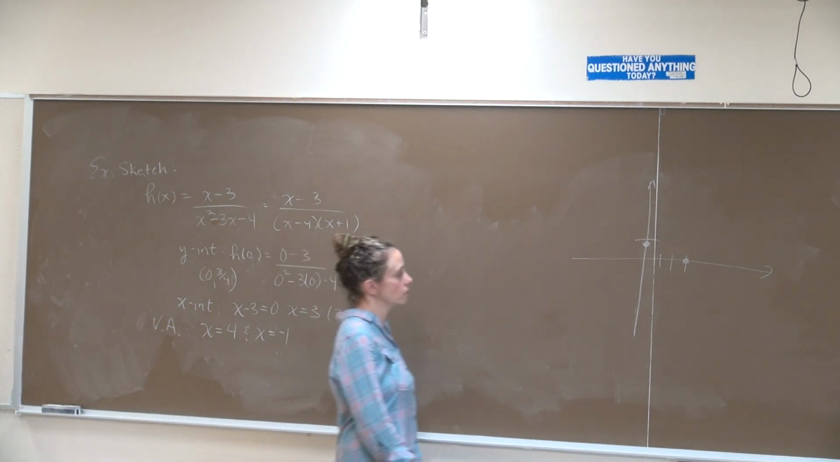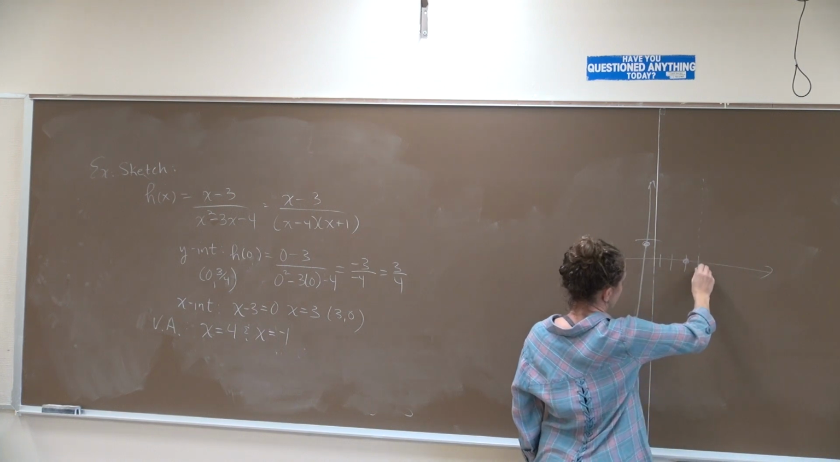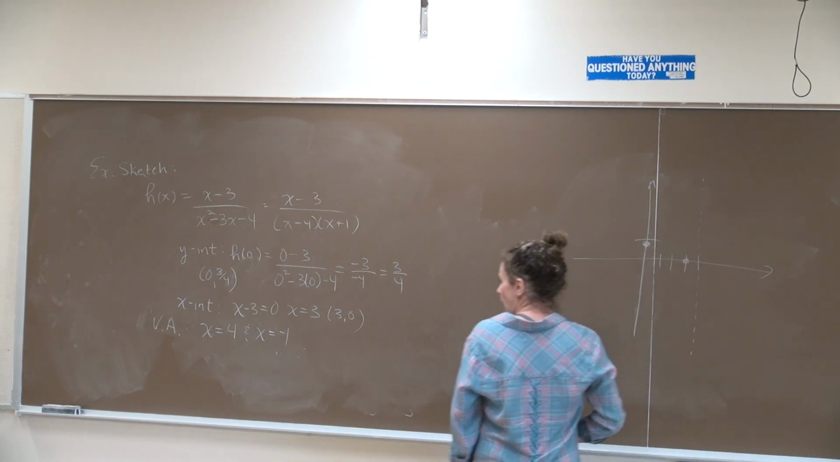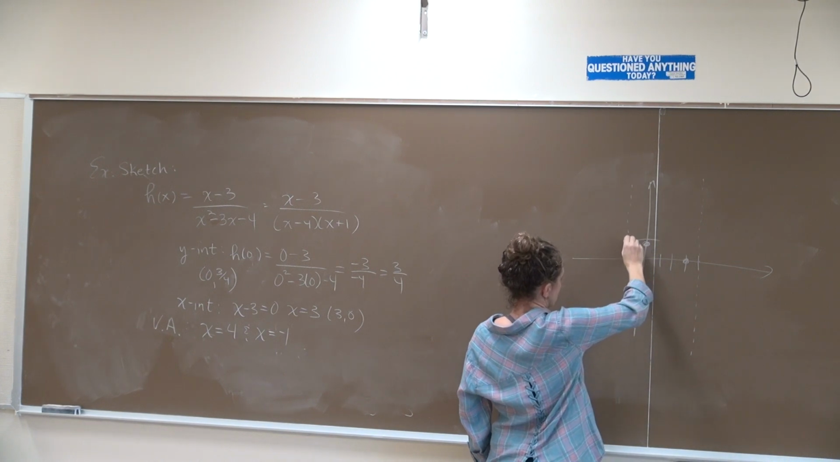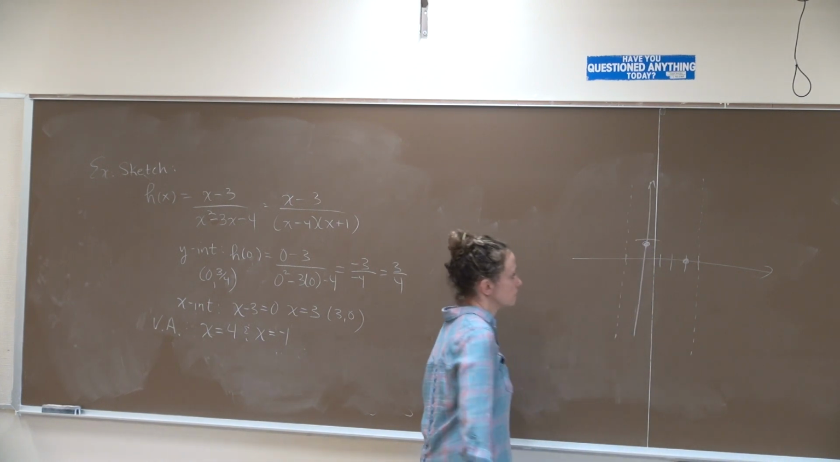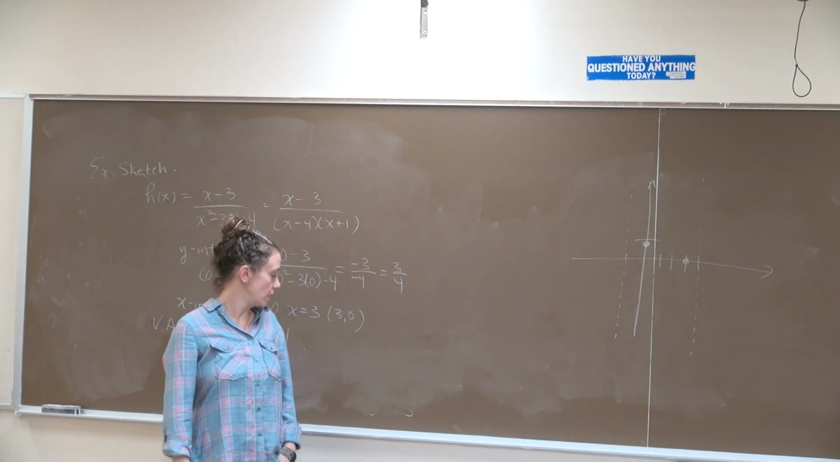So I'm going to draw a vertical line at 4. Remember, we're going to do vertical dashed lines here to represent that. And we have a vertical dashed line at -1. Okay, so here's our vertical asymptotes. And remember, our graph will never cross over these.